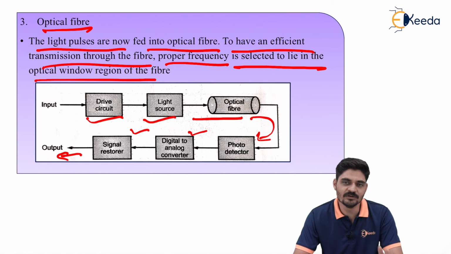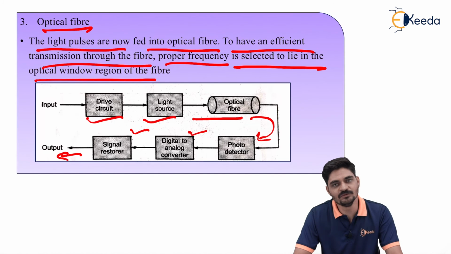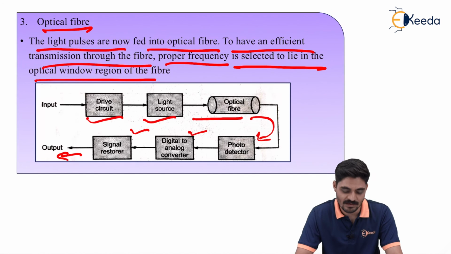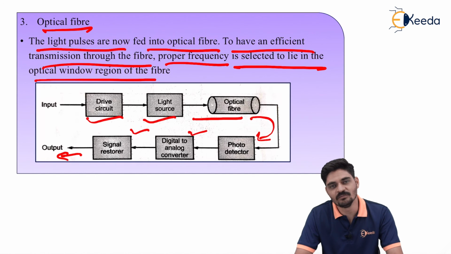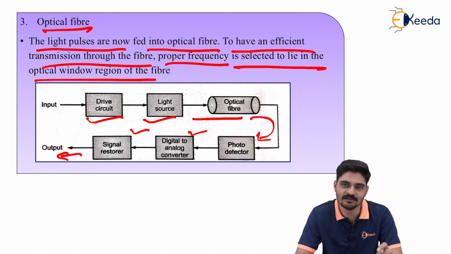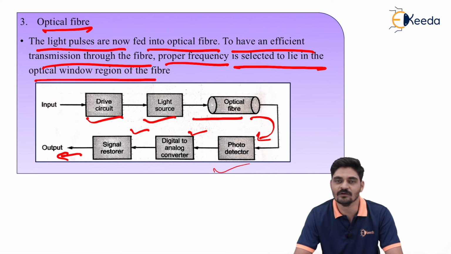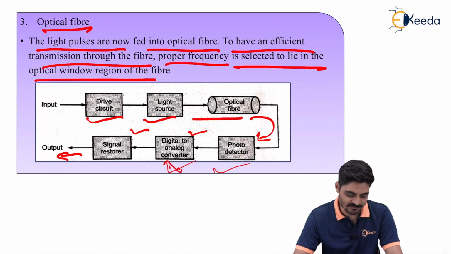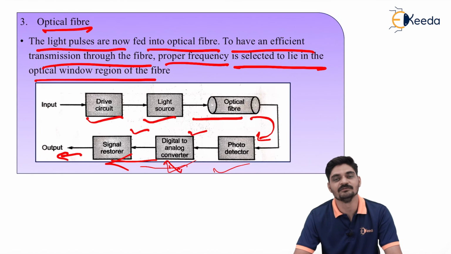It is very simple to learn, as obviously you need the drive circuit to get the signal. Then that signal should be sent to the light source so that it can be converted into light pulses, and then the light pulses will be fed to the optical fiber. After traveling through the optical fiber, there should be a light detector, which can be called a photodetector, but the signal is in the form of photons, so we have to convert it. Means light should be converted into an analog signal, and then you have to amplify it here, and the signal will be restored and given to the output.